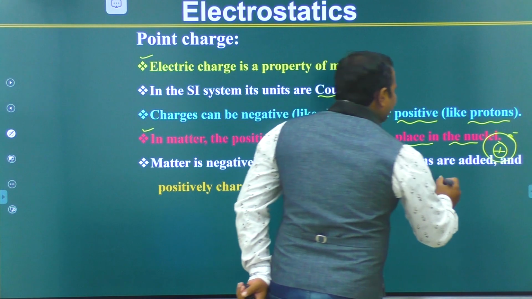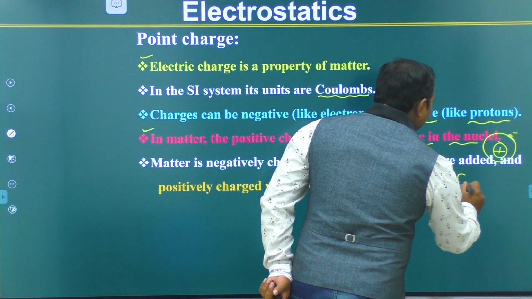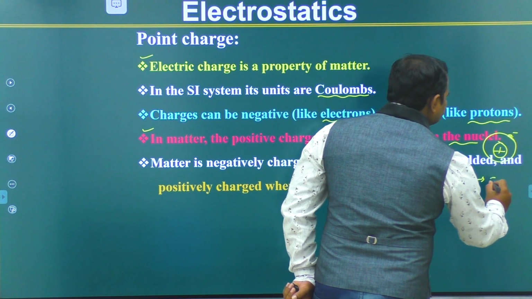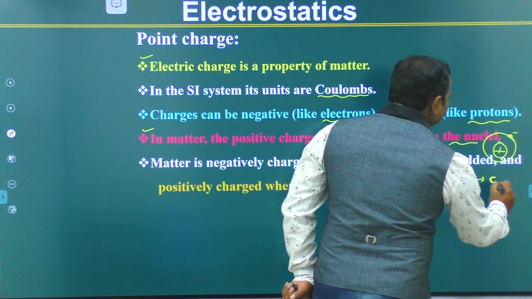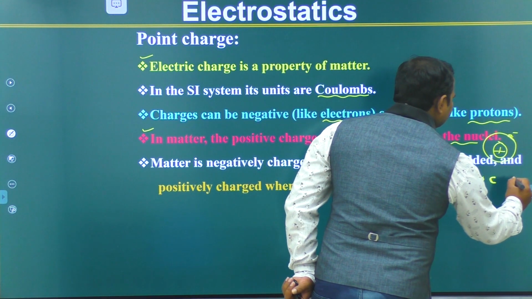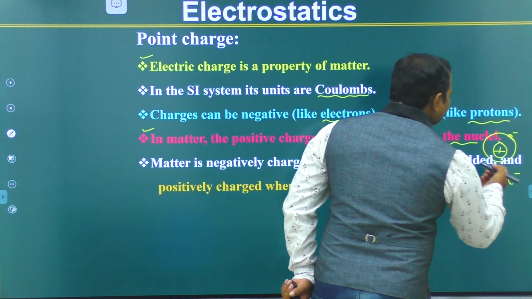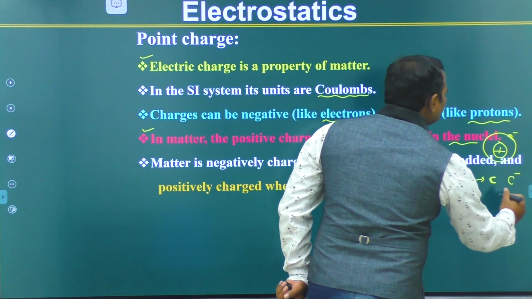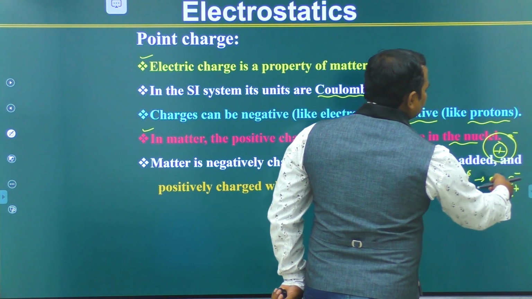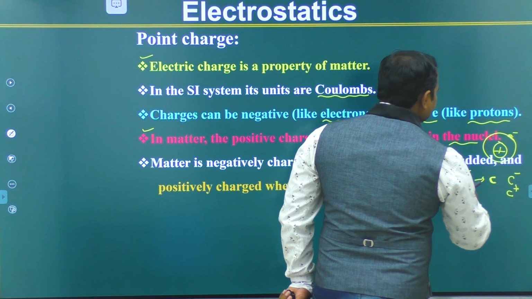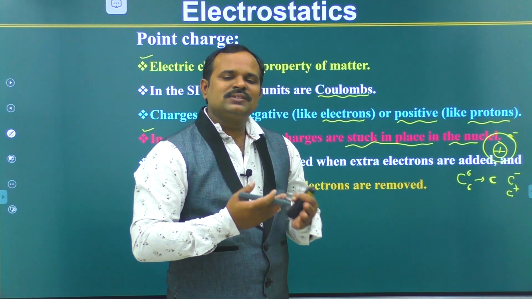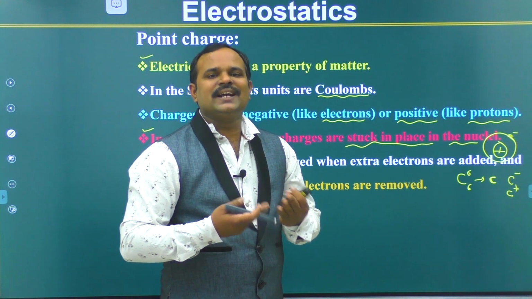That means if you take any atom, for example, let's consider carbon. It has 6 electrons and 6 protons. Then we represent this as a neutral atom. If one electron is added to the carbon, then we represent that as C minus because an excess electron is there. If one electron is removed, then we can represent this as C plus. That means one electron is removed, so this carbon becomes C plus because 5 electrons, 6 protons, so one excess proton. So that means carbon has one extra positive charge.